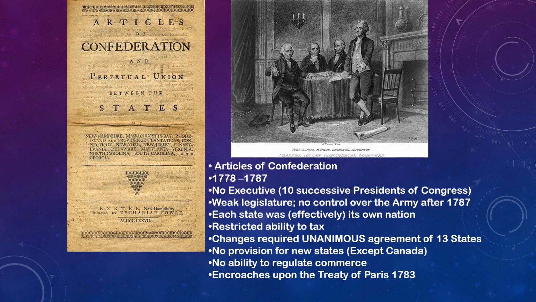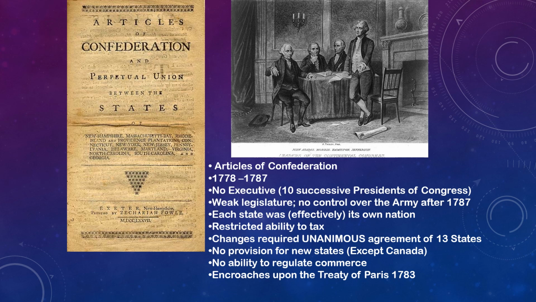It is a weak central government, no executive. There's no executive branch at all. There are 10 successive presidents of Congress, but they are basically appointees, or they volunteered to do the job. They have no real authority. You know, somebody gives them a gavel and says, okay, try and keep control of this thing. Well, that's impossible.